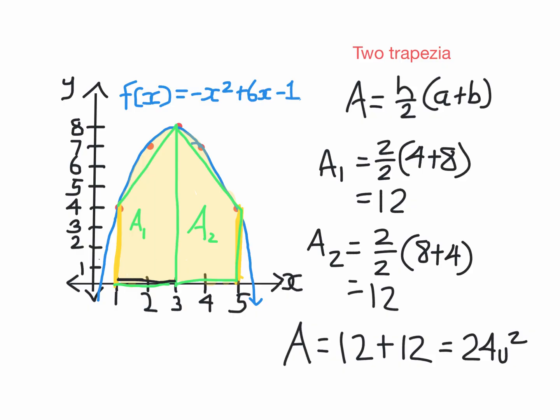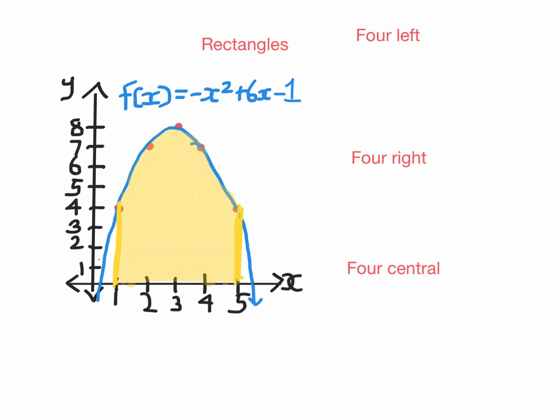All right, let's now look at, instead of using trapezia, we use rectangles. So we're now going to use rectangles to estimate this area in yellow. So I'm going to use 4 rectangles, but how do I draw them? I could draw them either left, right, or central. So what does that actually mean?